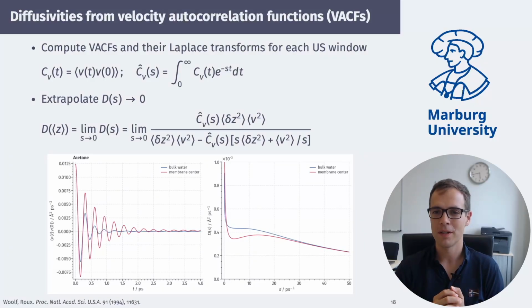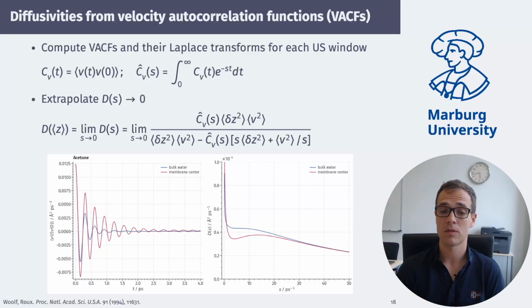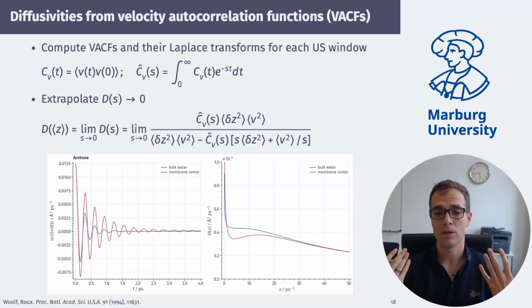Okay, so let's move on to diffusivities. Remember, the reason why we used umbrella sampling is that for umbrella sampling, we have straightforward, or seemingly straightforward, ways to compute position-dependent diffusivities. And it is an enhanced sampling technique which at the same time allows you to estimate the free energy profile. So the first method that has been proposed to compute position-dependent diffusivities from umbrella sampling simulations is that one by Wolf and Roux. And the idea is the following.